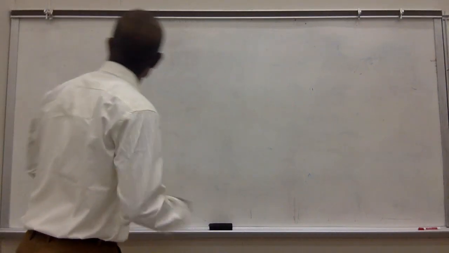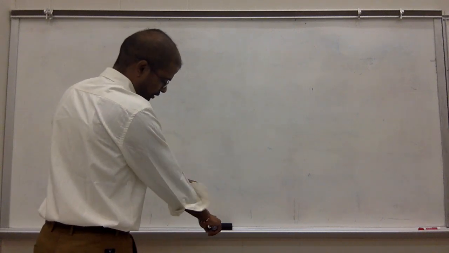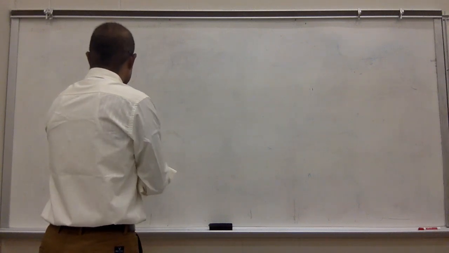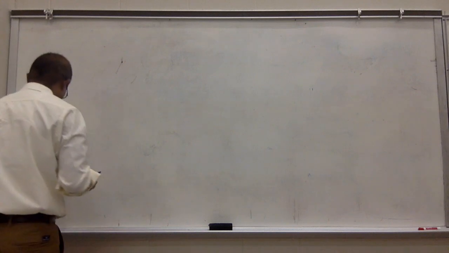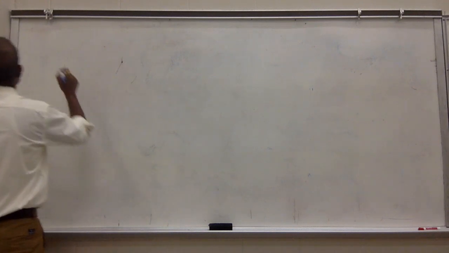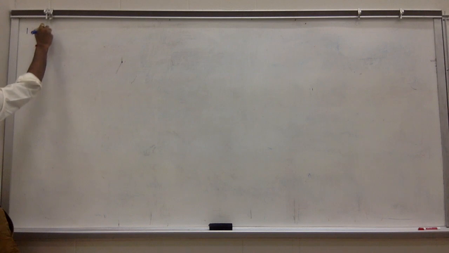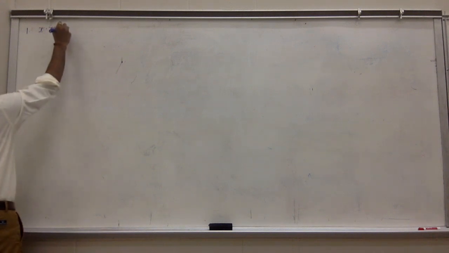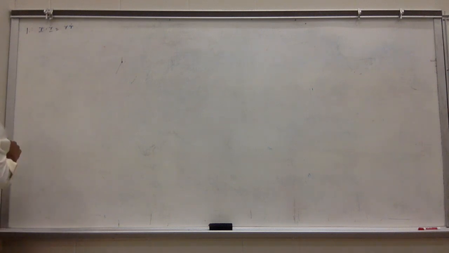Alright, the first problem was to prove that R dotted with its derivative R dot is equal to the scalar R times its derivative R dot. Okay?